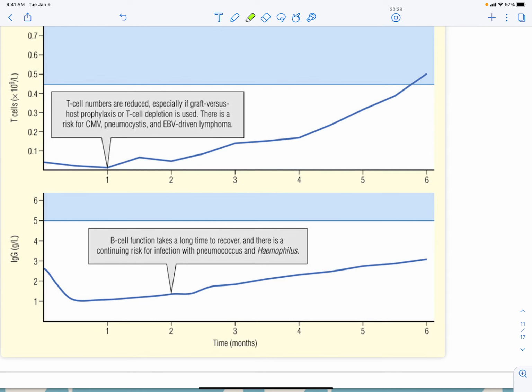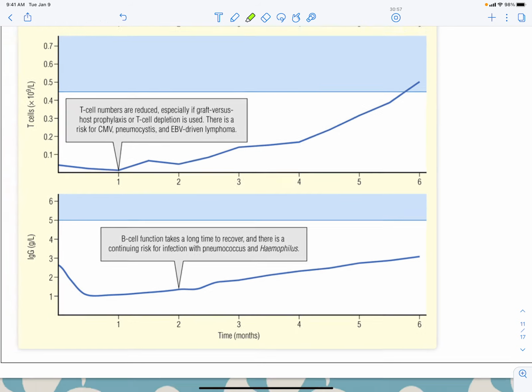So again, when you're depleting someone's immune system and giving them a new immune system, it's going to take time for that new immune system to populate the body and to respond to all of the different microbes in the environment. In addition, B cells are going to take time. And so this is going to lead to recurrent infections with common bacteria in the environment that normally would not pose a problem, such as pneumococcus infections and Haemophilus infections.